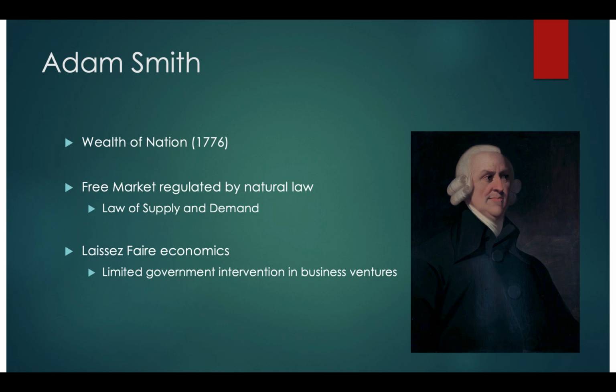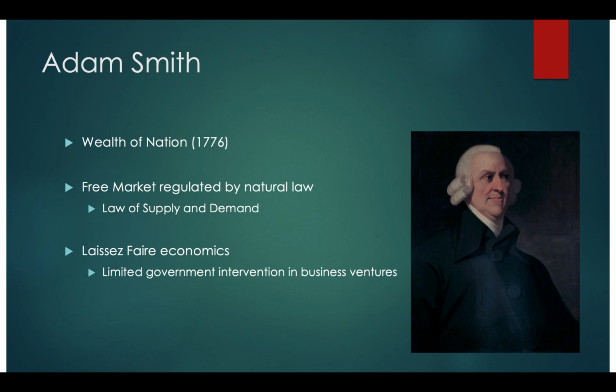And so ultimately this laissez-faire economics, which is the free market and capitalism, says there should be limited government intervention in business ventures, right? Let individuals with their own capital, their own money and funds, invest it as they want, create new businesses, and let the law of supply and demand take place. Right? The government should not be involved regulating the economy.